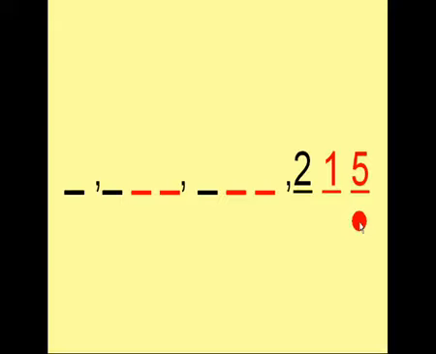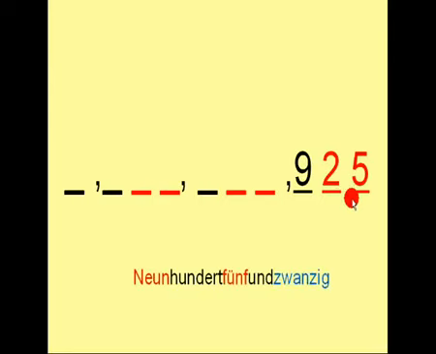What about this one, 215? 515? 915? Now 925. Again, we start mentioning from left to right. 900. And then you say 25, but we say fünfundzwanzig. 925.